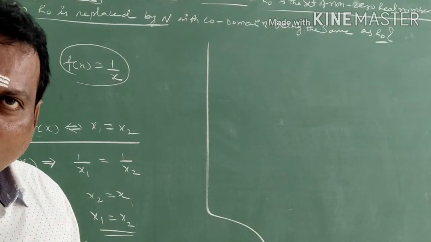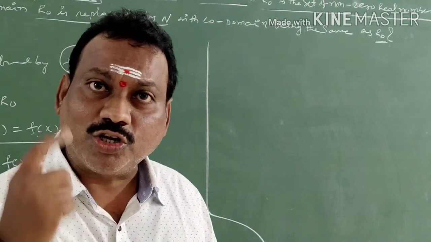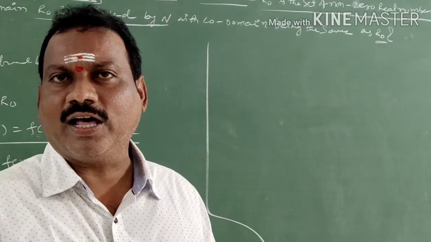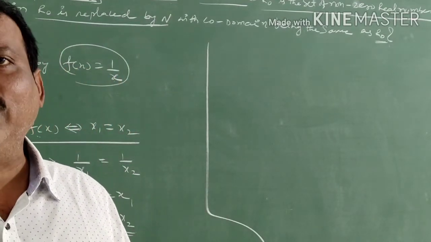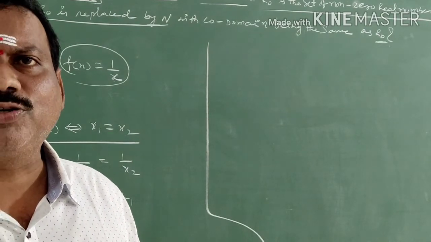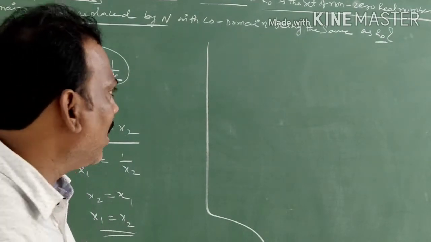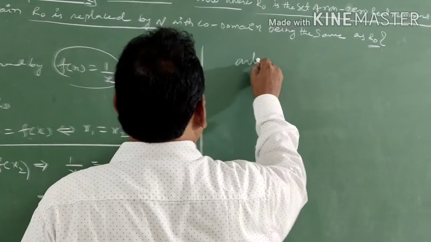Suppose in that definition you cannot understand, you go for another definition. Range is equal to codomain. Range and codomain must be the same, then it is called onto. It is very easy to prove that range is equal to codomain. Now I am checking if it is an onto function.